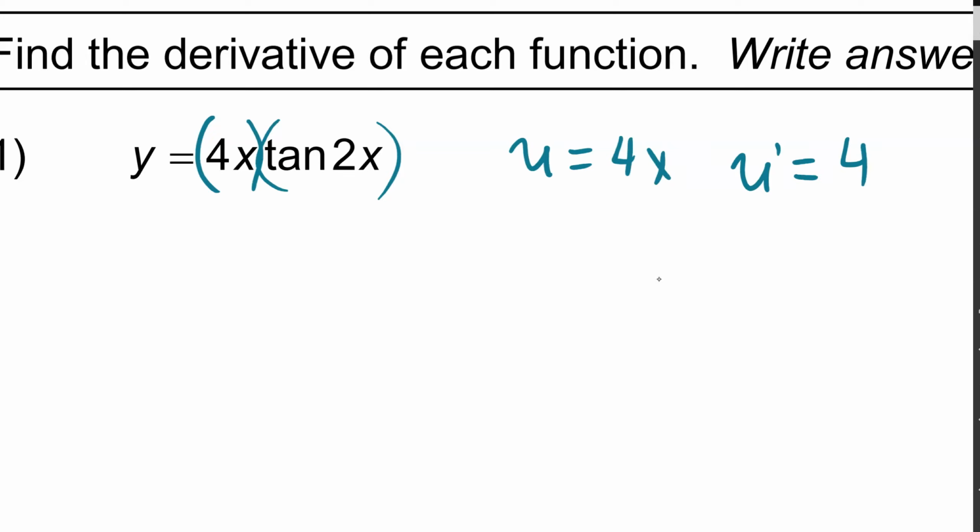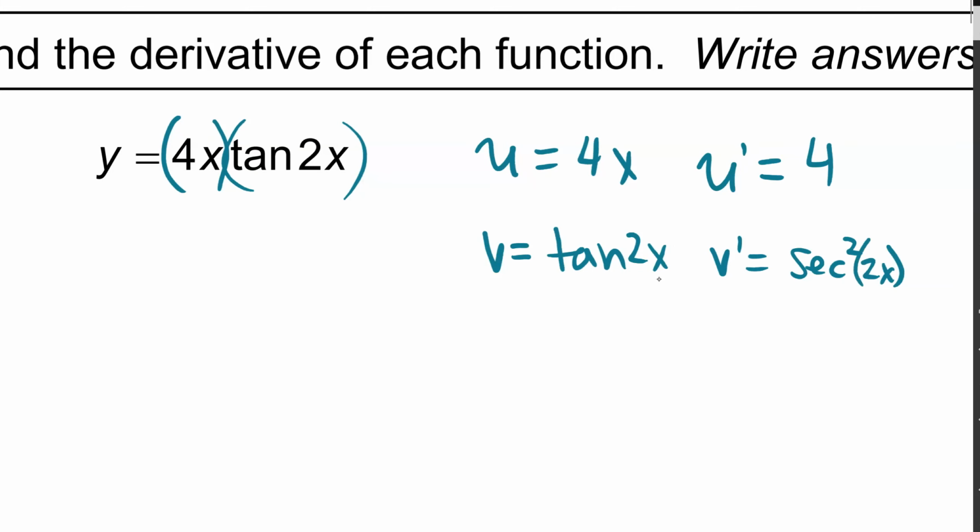I gave this to you guys at least a couple days ago. You had time to try it if you haven't already. Otherwise, I'm going to go at a nice speed. I'm not going to rush through it, but we're going to go at a lively pace. v is tan of 2x. What is the derivative of tan? Secant squared 2x and then times 2. I'm just putting that 2 in front because of the chain rule. Derivative of tangent is secant squared, and then we have to multiply by the inside. Derivative of 2x is 2.